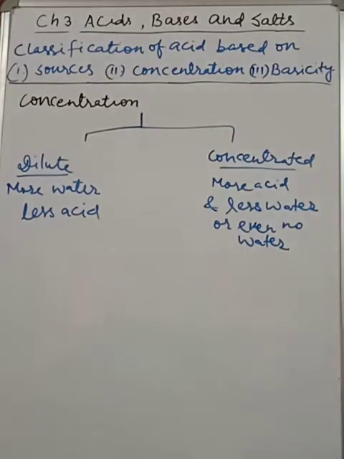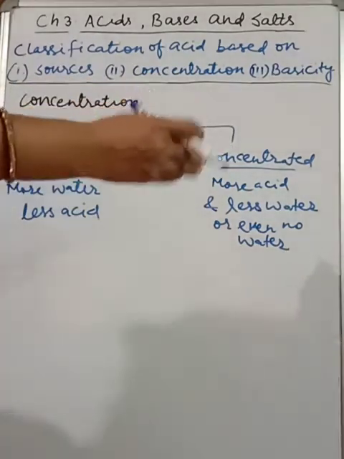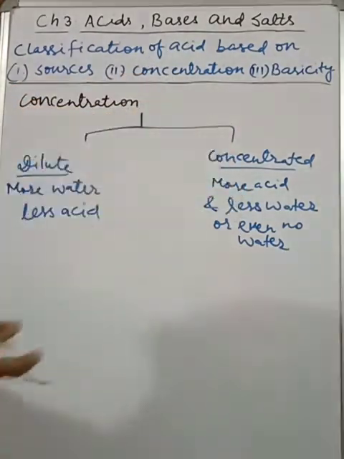Like when you're taking 2 containers of water, in the first container, there is a full glass of water with 2-3 drops of acid. And in the second case, the glass is filled with only acid, and a little bit of water is added. So the first is dilute, meaning water plus 2-3 drops of acid, and the second is acid plus water or even no water, that is concentrated.